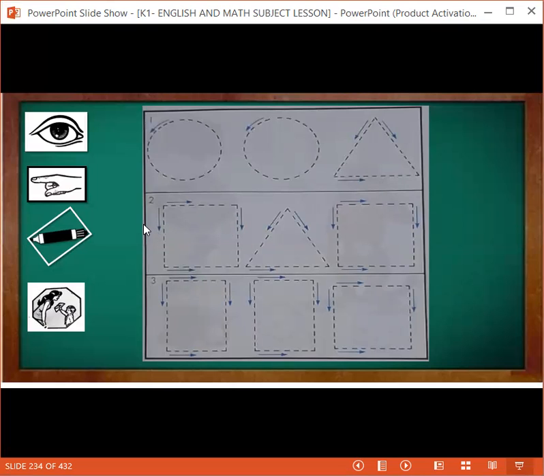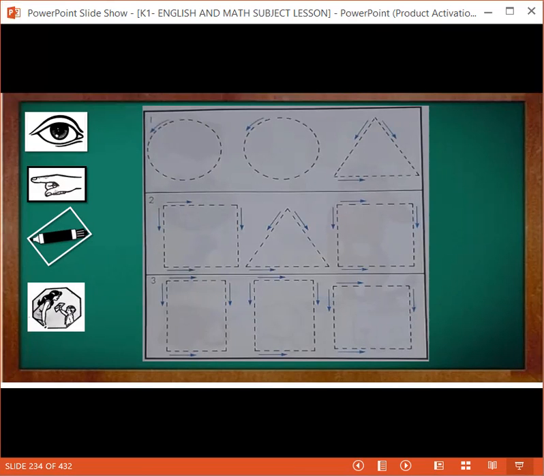While on the second row, this one is the square shape. Let's trace it using your pointer fingers. Triangle shape. Trace it using your pointer fingers, and the square shapes using your pointer fingers. And the third row, what shape is this? This is a rectangle shape. Rectangle shape, let's trace it using your pointer fingers. And also, this one is the square shape.